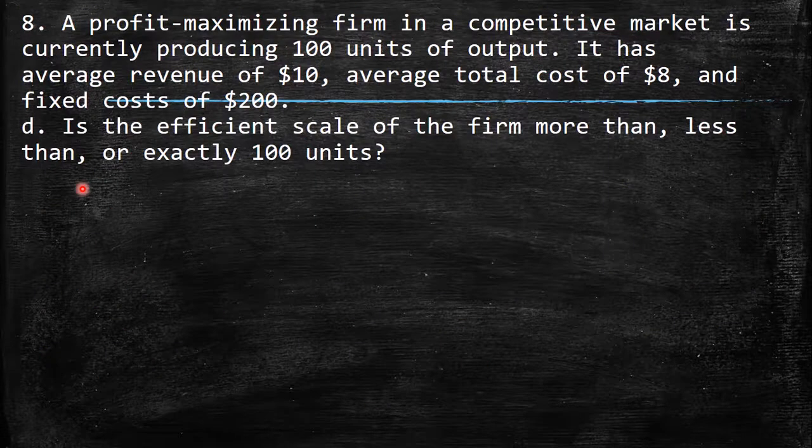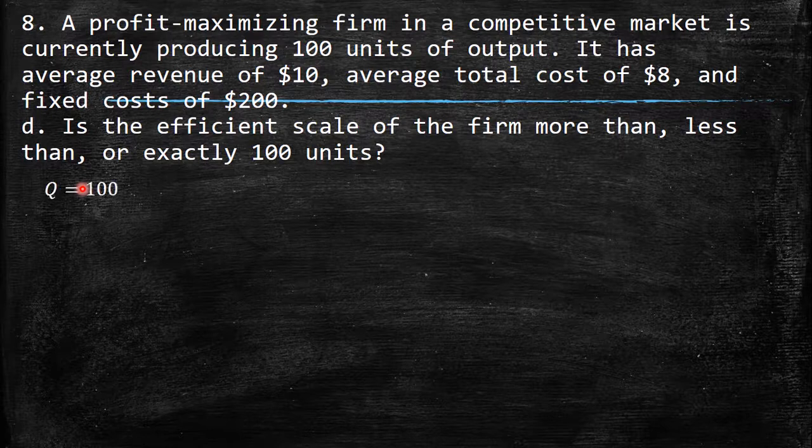Then, is the efficient scale of the firm more than, less than, or exactly 100 units? First, what is the definition of efficient scale? The efficient scale comes from the idea that you are minimizing the average total cost of your production. So remember that this is U-shaped. So once this is U-shaped, when you're working with the efficient scale, you are thinking about the minimum point of this average total cost.